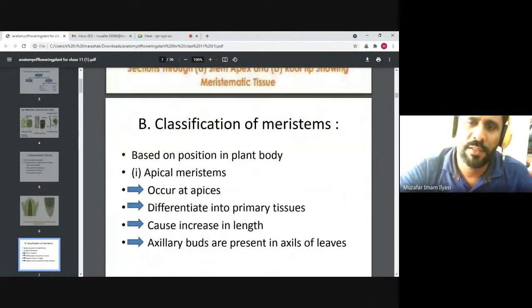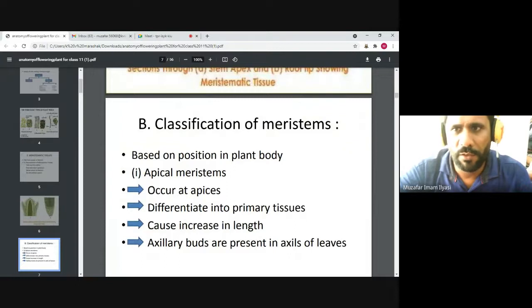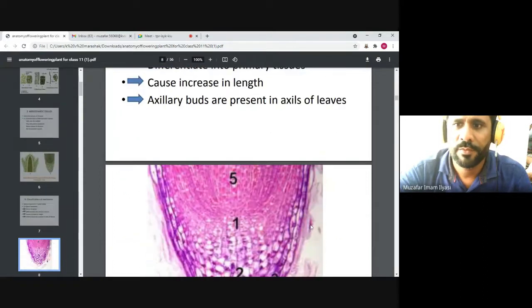Now the discussion proceeds to the classification of meristems. Based on position in the plant body, there are apical meristems, because these meristems are found in the apical region and occur at the apices. They differentiate into primary tissues and cause an increase in length. Axillary buds are present in the axils of leaves, like this.